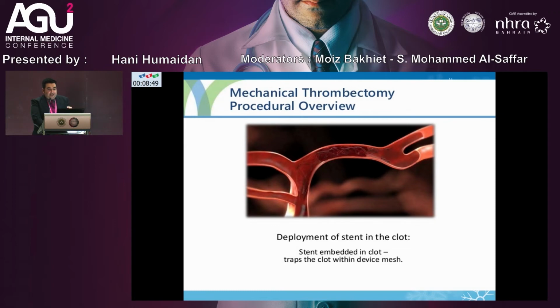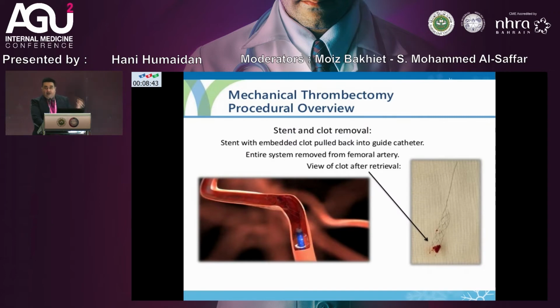And then the stent embedded in the clot traps the clot within the mesh, and then the whole thing is pulled out. The stent with the embedded clot is pulled back into the guide catheter and the entire system removed from the femoral artery. You can see that's the mesh, and this is the trapped clot over there. So this is what it looks like.